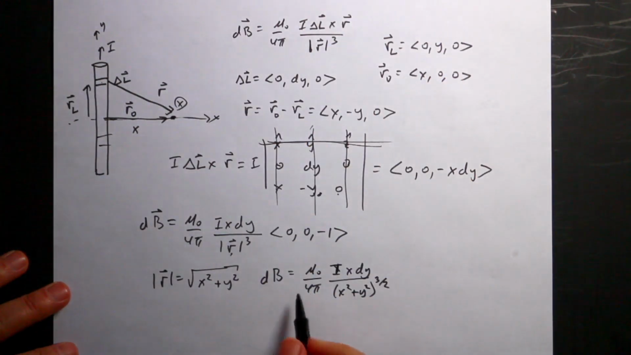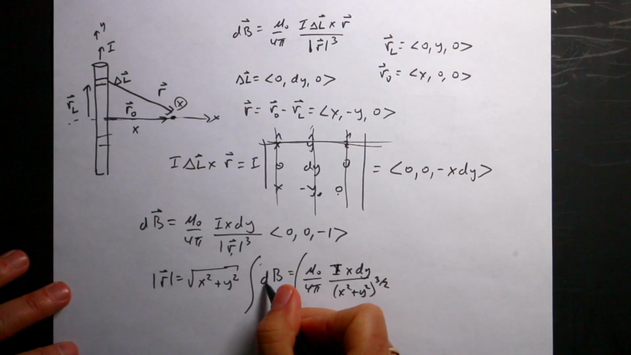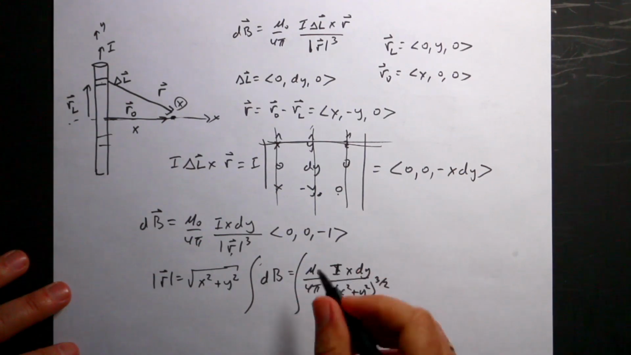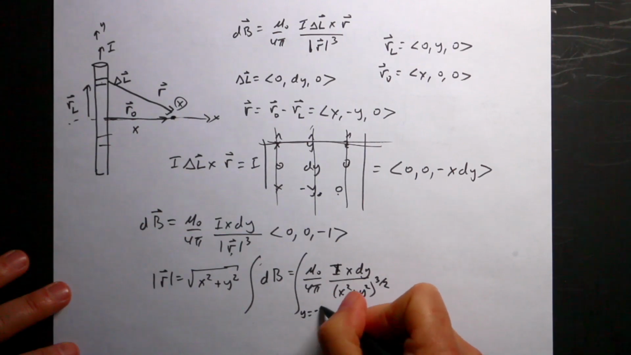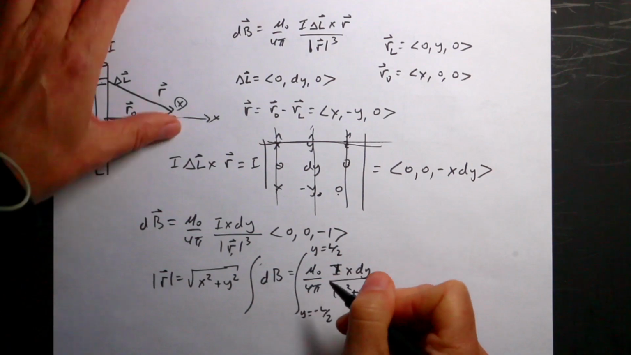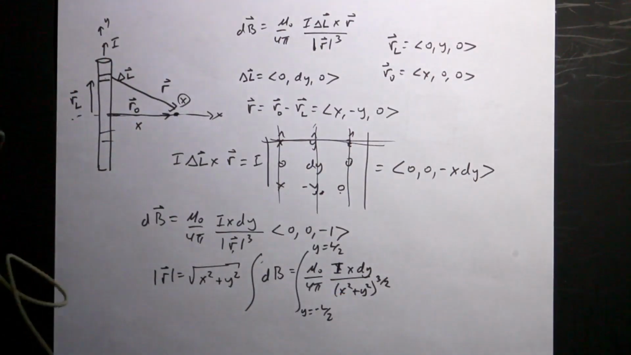Yep. Okay, so now I can find the magnitude of the magnetic field by integrating both sides. So this will just become the magnitude of the magnetic field, and I want to integrate from y equals negative L over 2 to y equals L over 2. Let me write that integral on another piece of paper, which I ran out of paper. I'm so sorry. That was my mistake. Okay. Let's rewrite the whole thing.